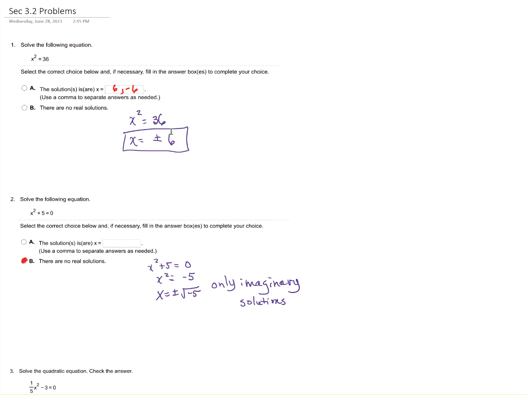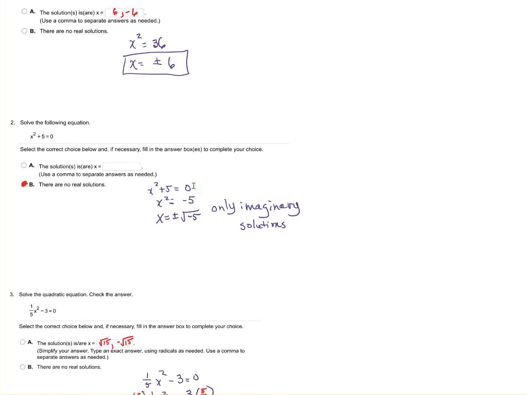Okay, let's see what we've got. Number 1, x squared equals 36. This is that square root property method. So you just take the square root of both sides and you get x equals plus or minus 6. You're going to put those in the box like this with a comma between. There's no parentheses there.